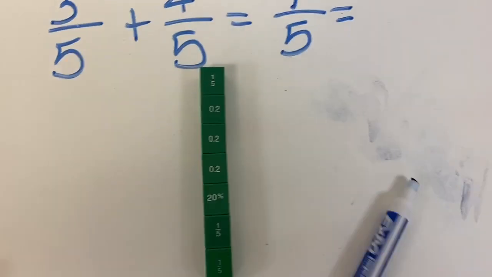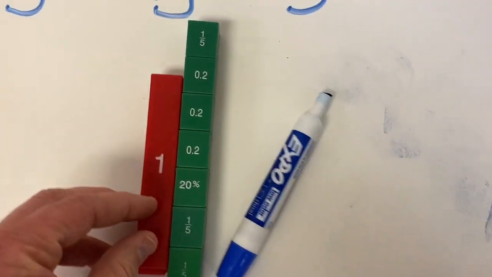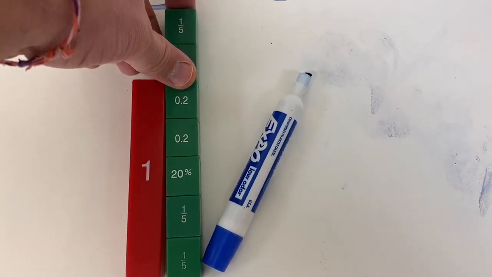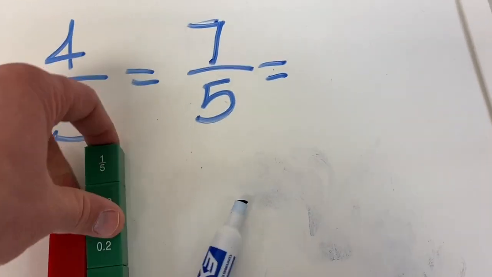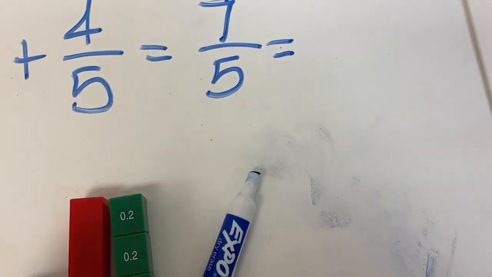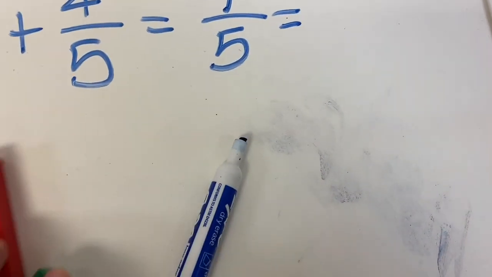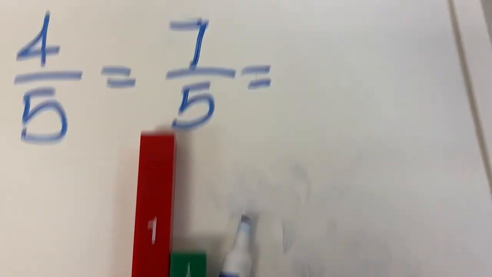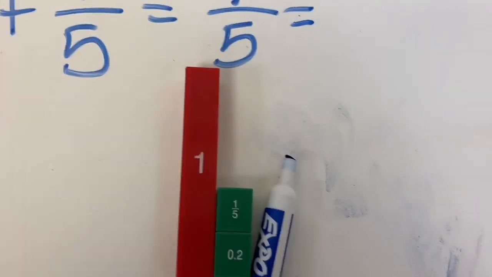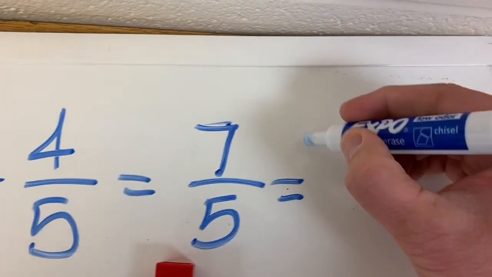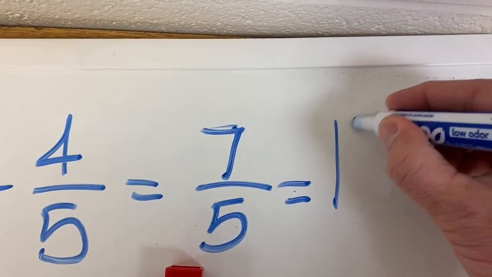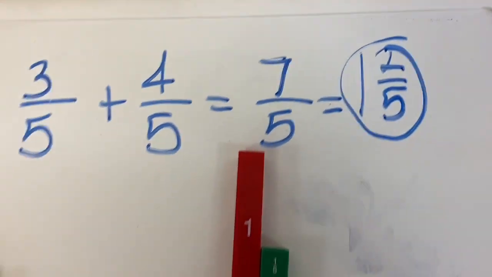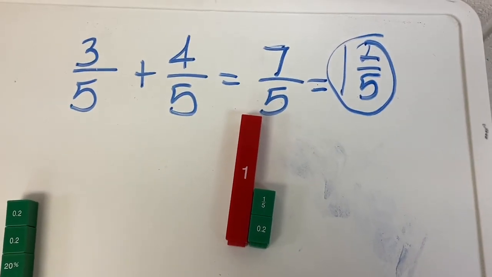So let's see what we have here. This here is 1 whole. And we're gonna see how many times does 5 go into 7? Well, it goes in once, so it goes in once with 2 left over. So 7/5 equals 1 and 2/5. Let me show you that here for completion. 1 and 2/5. And hey, there you have it. Adding fractions with like denominators.